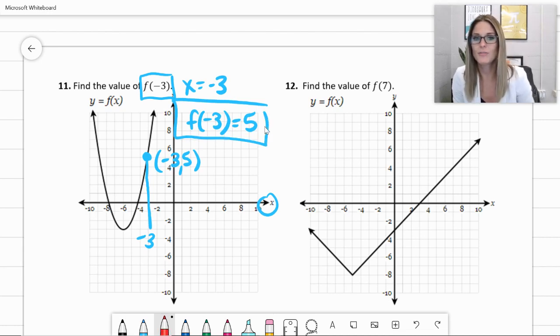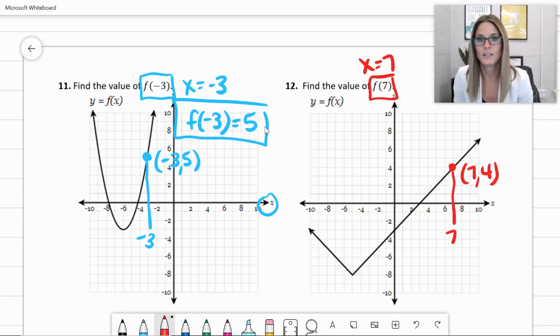And number 12, find the value of f of 7. Go where x is equal to 7. This would be 7. Travel up to meet your graph. We have a point there, 7, 4. So f of 7, the y value, the output was 4.